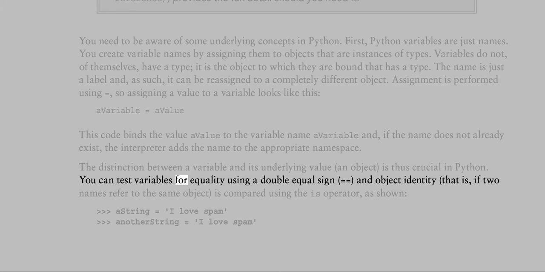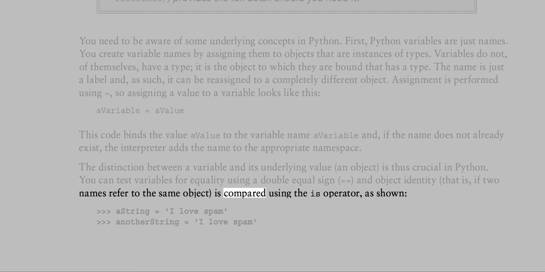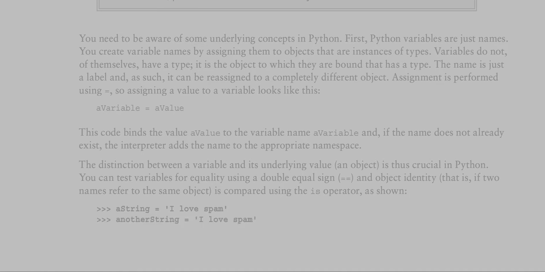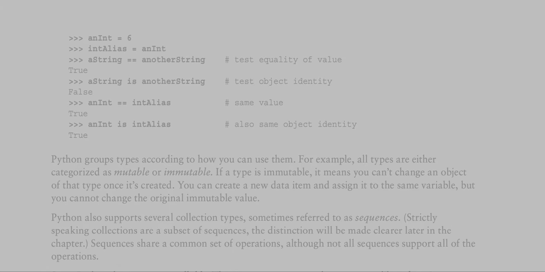You can test variables for equality using a double equal sign, and object identity, that is, if two names refer to the same object, is compared using the is operator, as shown. A string equals I love spam, another string equals I love spam. An int equals 6, int alias equals an int, another string. Test equality of value: true. Test object identity: false. An int equals int alias, same value: true. An int is int alias, also same object identity: true.